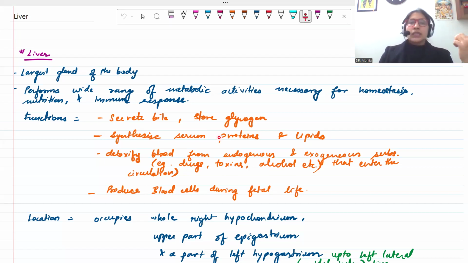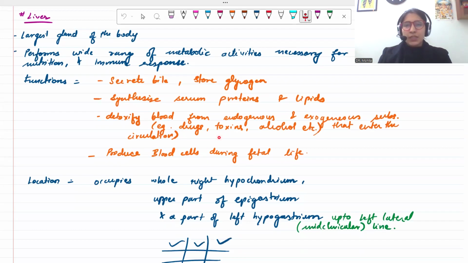Got it? Then, if you remember, हेमाटोपोइसिस यानी ब्लड सेल्स का फॉर्मेशन कहाँ से होता है when we are in like embryo and fetus. So सबसे पहले it starts with the yolk sac, उसके बाद liver and then bone marrow. So it has a function of producing blood cells during fetal life.